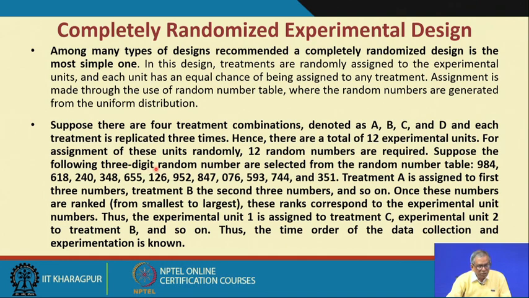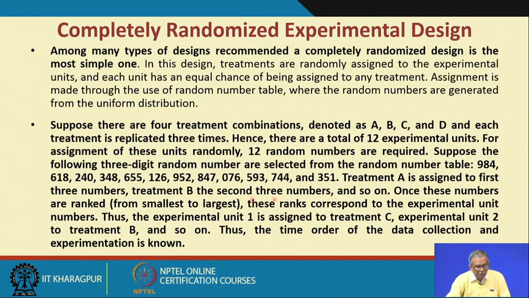Suppose the following 3-digit random numbers are selected from the random number table. You will find in any statistics textbook that a random number table is given in the appendix. So, these are the values 984, 618 and so on, up to 240. So, these 12 values you select.